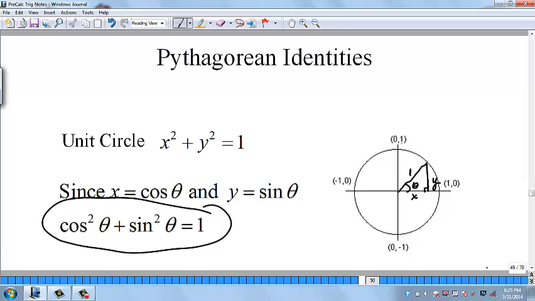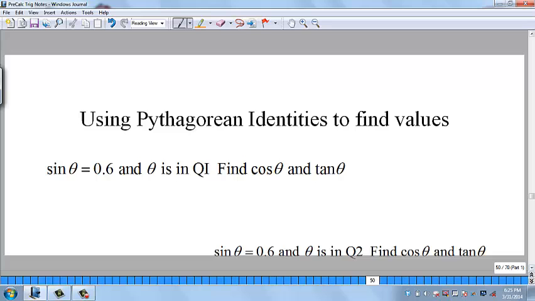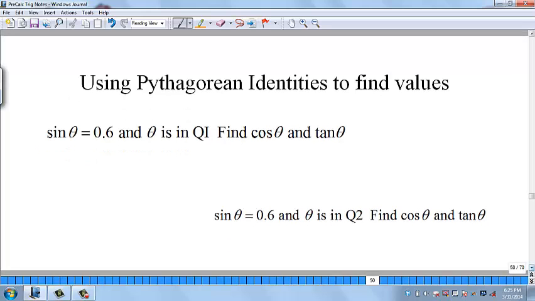So let's try this. For example, if I know the sine of theta is 0.6 and theta is in quadrant 1, find the cosine and tangent. Well, first of all, quadrant 1 makes a big difference because that means my tangent and cosine are also positive. So you can use the Pythagorean identity, cosine squared of theta plus sine squared of theta equals 1. If I know that the sine of theta is 0.6, I can put it here and square it, and I can solve this equation.